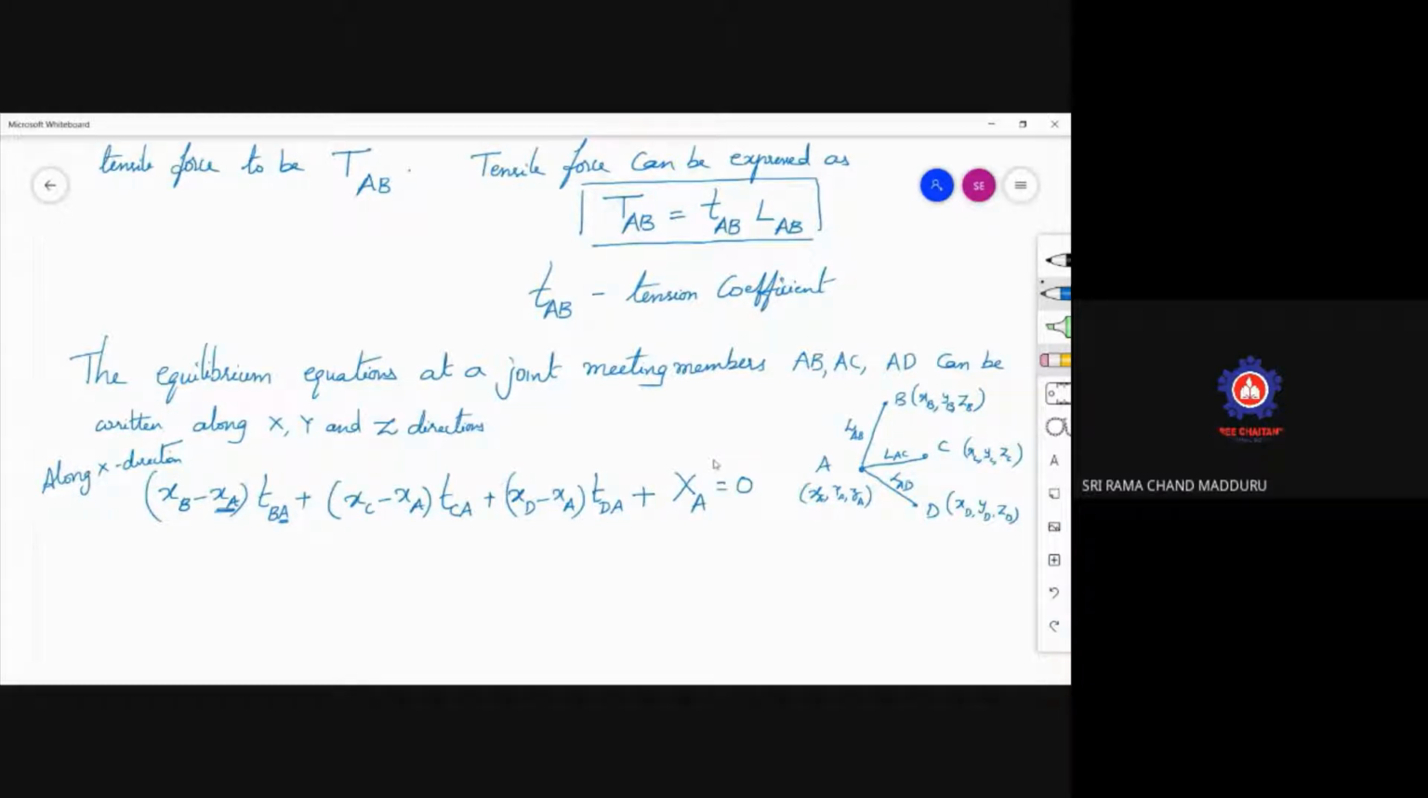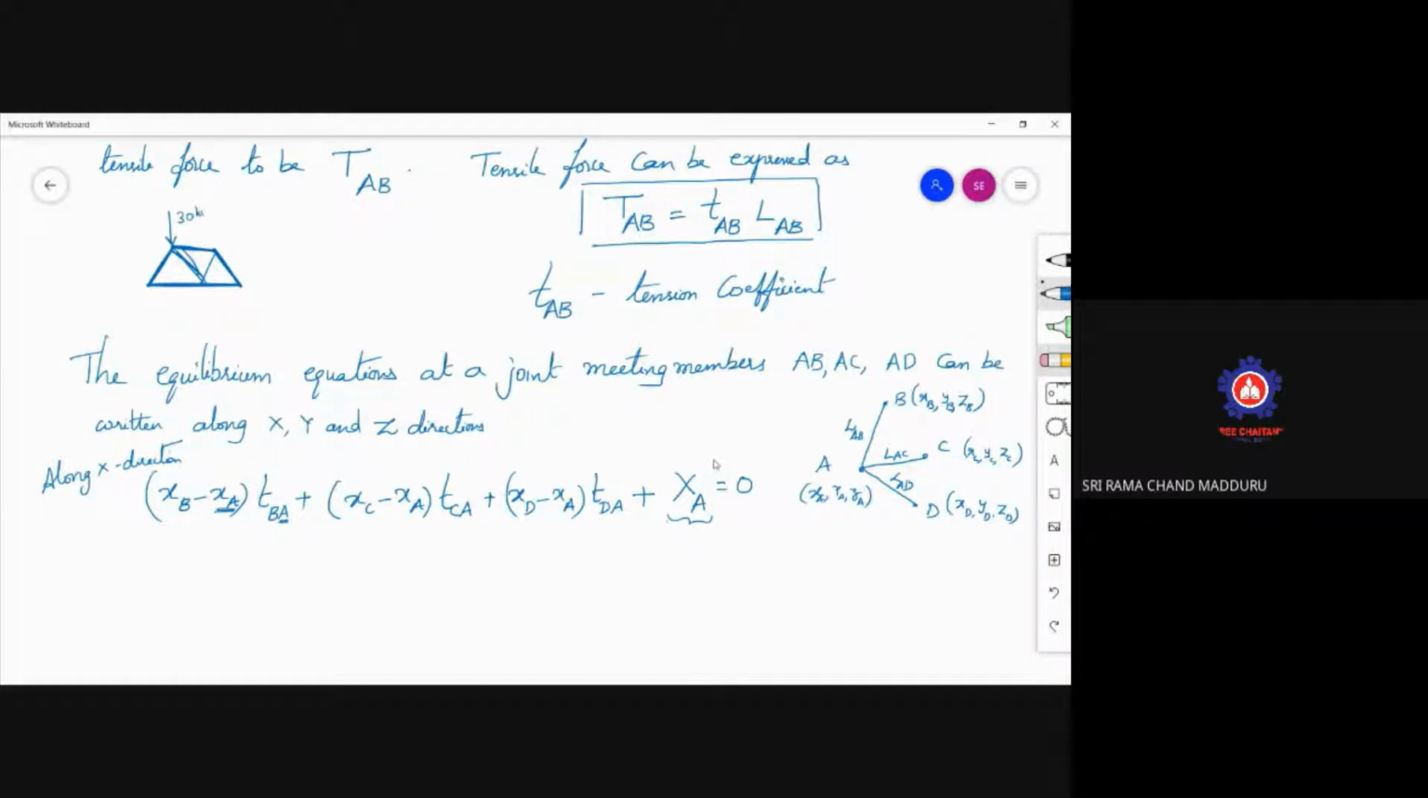So this is how the equation was developed by the inventors of this method. That is nothing but the coordinates multiplied with the tension coefficient. Here this XA is nothing but the external force. For example, in the given truss, a point load is acting here.